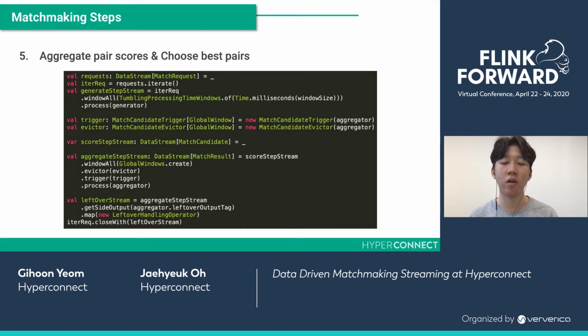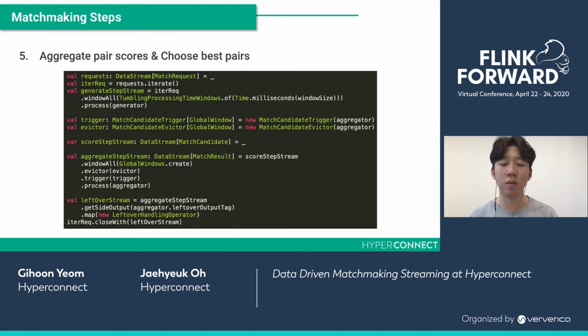Actual example code is shown like this. We define each operator, and windows are defined on the generator and aggregator steps. In this example, we use a tumbling processing time window on the generator step, and define a custom trigger and custom evictor with a global window on the score aggregation step. If we divide the requests with some segmentation condition, we can make use of a keyed window on each operator.